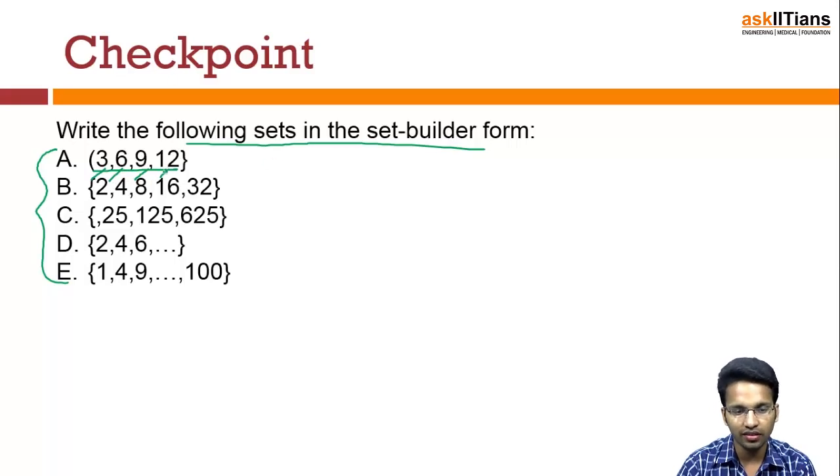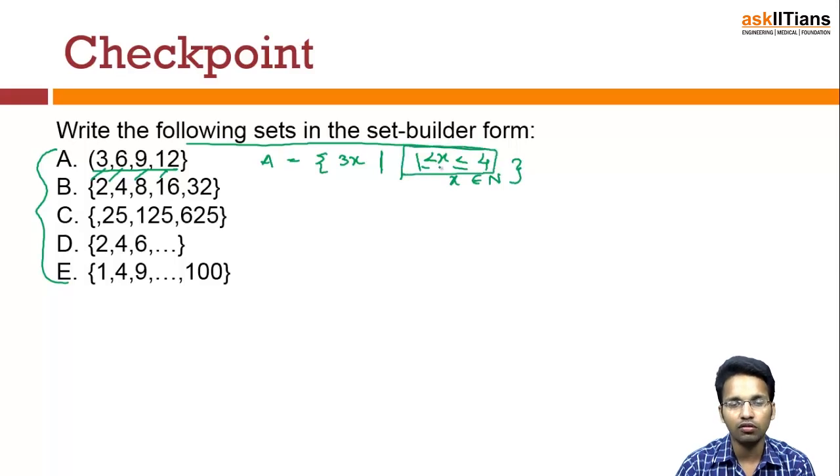So I'll write this as a set A which is in the form of 3x, right? And the condition is x is between 1 to 4 and x belongs to natural numbers. Now you cannot leave this thing because this will also have 2.5, 1.5. You have to specify that x is a natural number. That is what is very, very important, right?